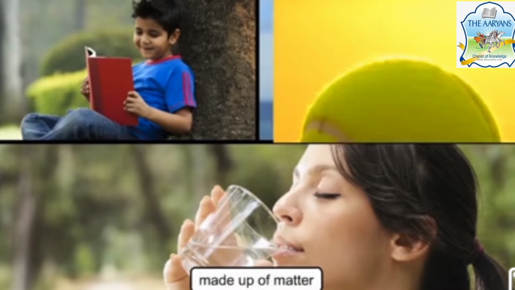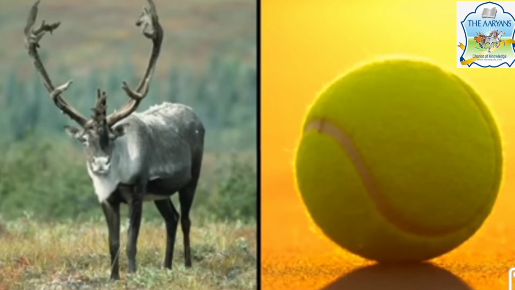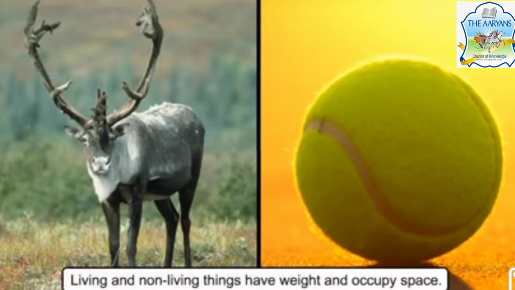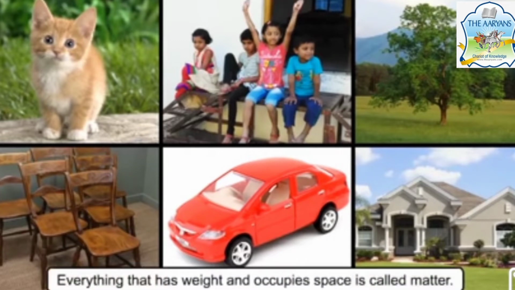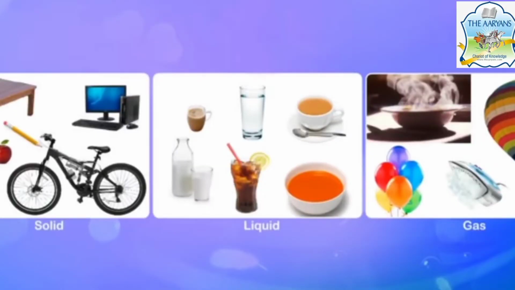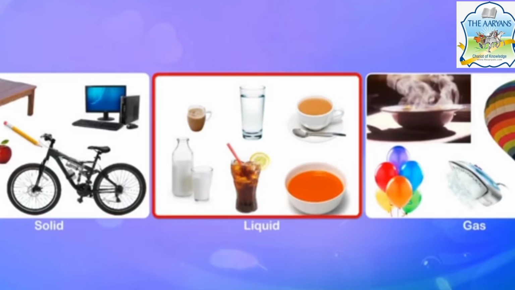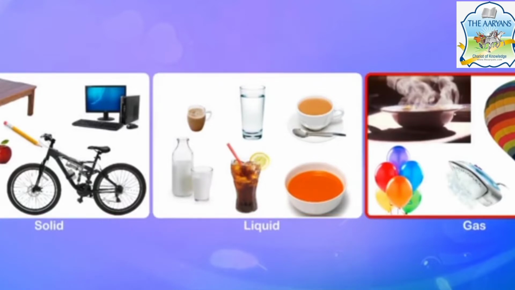Matter is any substance that has mass and occupies space. Living and non-living things have weight and they occupy space. That ball has occupied some space, that deer occupies some space. Everything that has weight and occupies space is called matter. Matter exists in three states: solid, liquid, and gas.